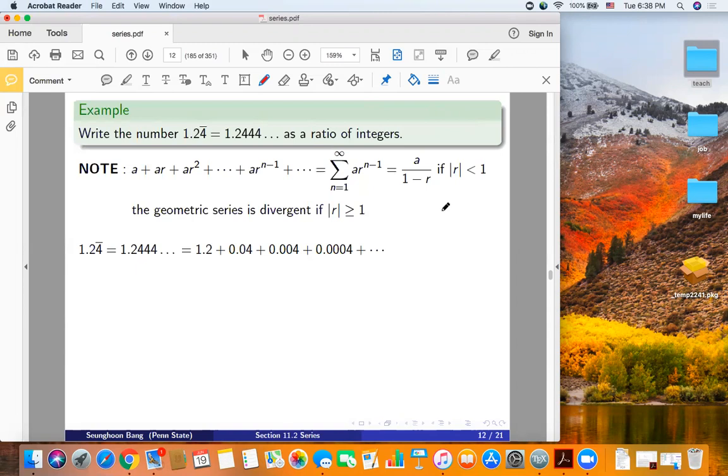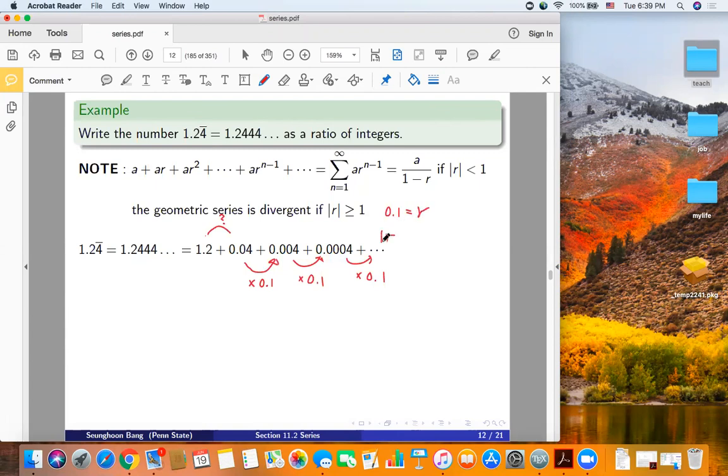2/5. Yes, 2/5. You're right. So here, how can you know that the 1.2 and 0.04 we don't have any relation? So you have to keep 1.2. From the second one, how can you find 0.004 times 0.1? How can you find the next one? Times 0.1. The next one is times 0.1, and so on. So what's that? 0.1 is the common ratio.